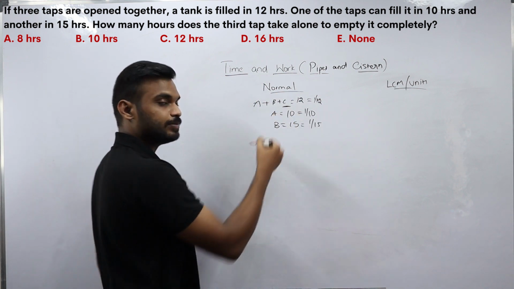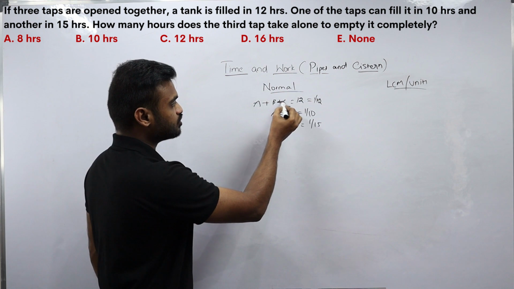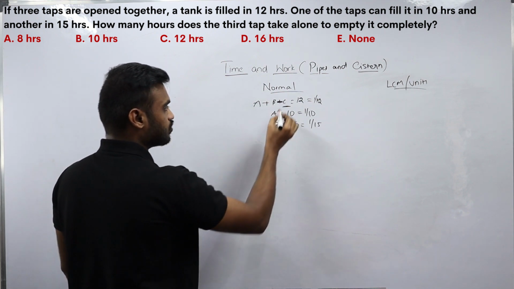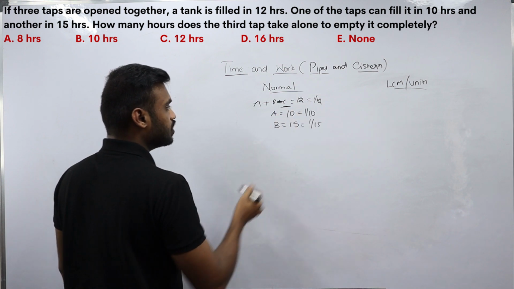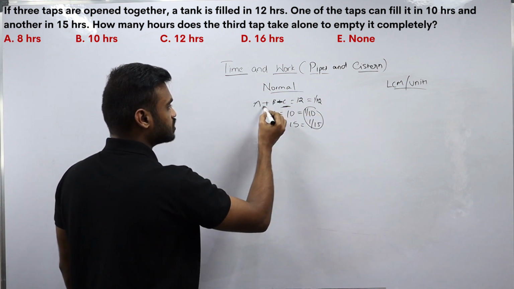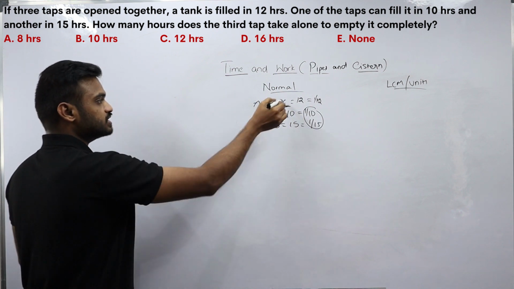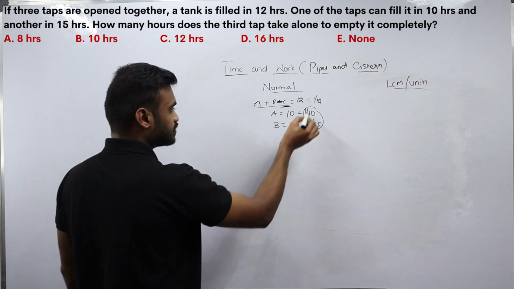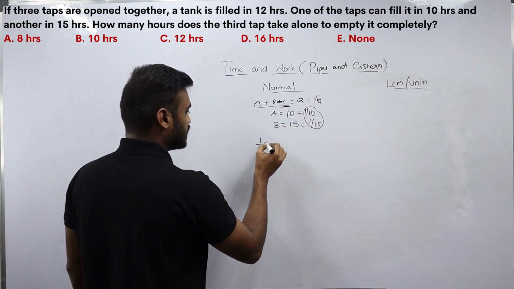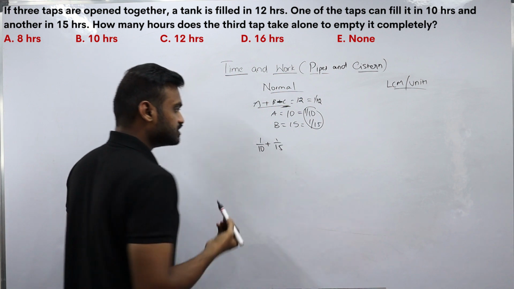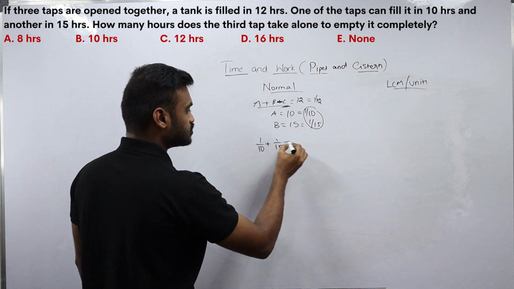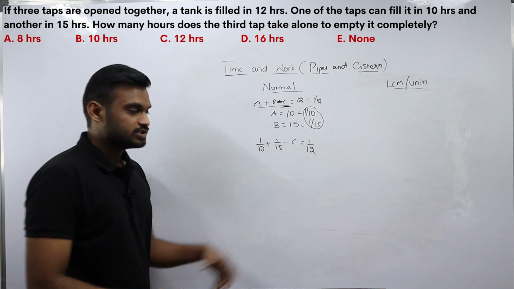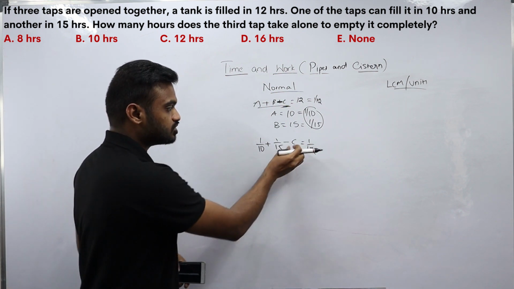Here C is emptying the tank, so we will keep a negative sign for C in the problem. Now I need to find the total time taken for C to empty the tank. I am substituting these values so that I can come to know C's efficiency, or C's total time taken to empty the tank. If I substitute all these values, I will get 1 by 10 plus 1 by 15, and since C is emptying the tank, I am keeping a negative sign for C, equal to 1 by 12.